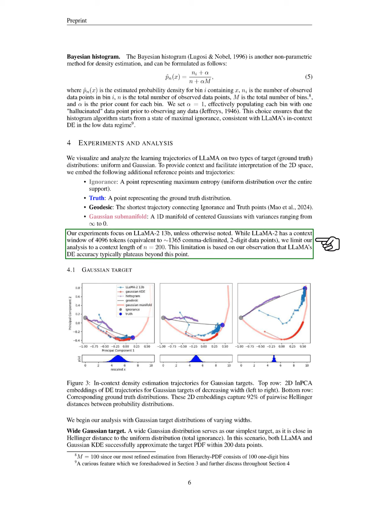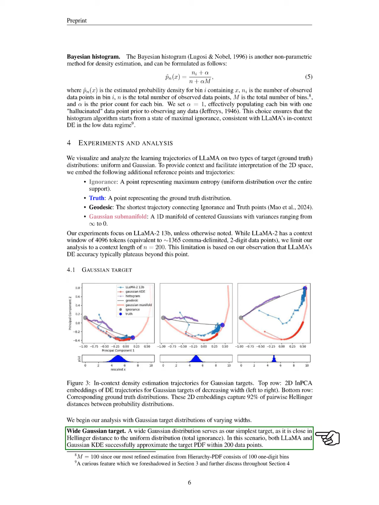Section: Gaussian target. In this section, we begin our analysis with Gaussian target distributions that vary in width. For a wide Gaussian target, we find that it is our simplest case, as it closely resembles a uniform distribution, indicating total ignorance. In this situation, both Llama and Gaussian KDE effectively approximate the target probability density function, PDF, using 200 data points.